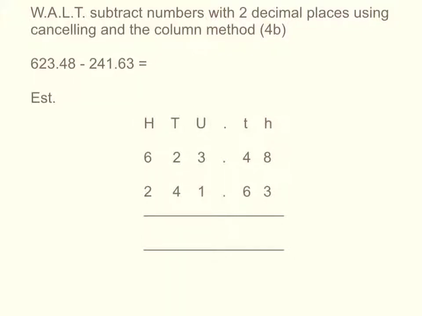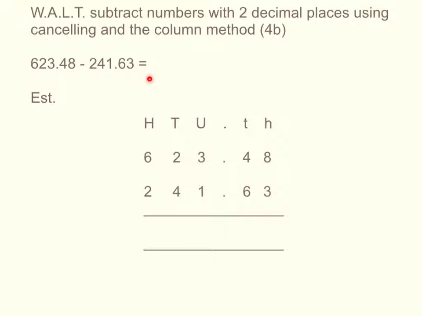In order to subtract numbers with two decimal places using cancelling and the column method, I would first make an estimate. If I take the calculation 623.48 take away 241.63, I would round each of the numbers to the nearest multiple of 10.